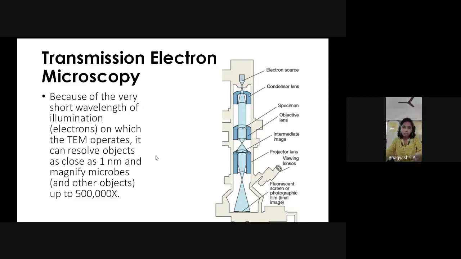For this I asked you if you have an idea how a 400 times magnified image looks. So you can compare: if a 400 times magnified image looks that clear, that good, then we just cannot imagine how a 5 lakh times magnified image would look. Okay, it looks great. It really looks great. So let's understand this further.